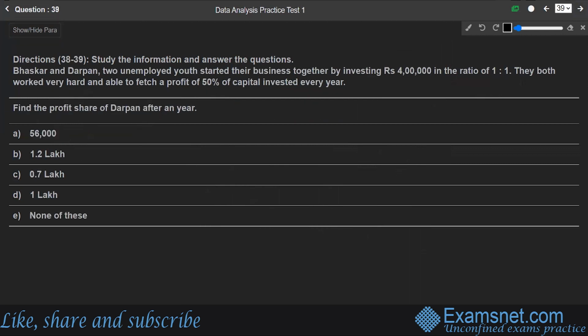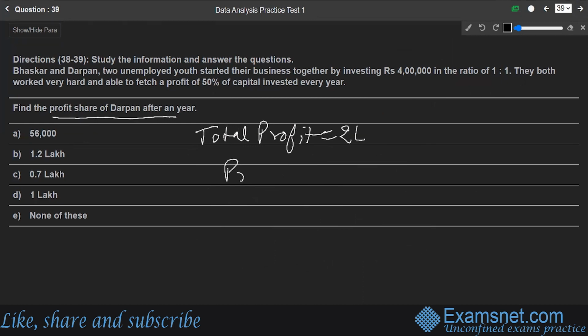Now, the same question again, Bhaskar and Darpan. Find the profit share of Darpan after a year. We are supposed to find out the profit share of Darpan after a year. So let us find out the total profit. The total profit as calculated in the previous question is nothing but 2 lakh rupees, 50% of the capital investment. Now we want to find out the profit share.